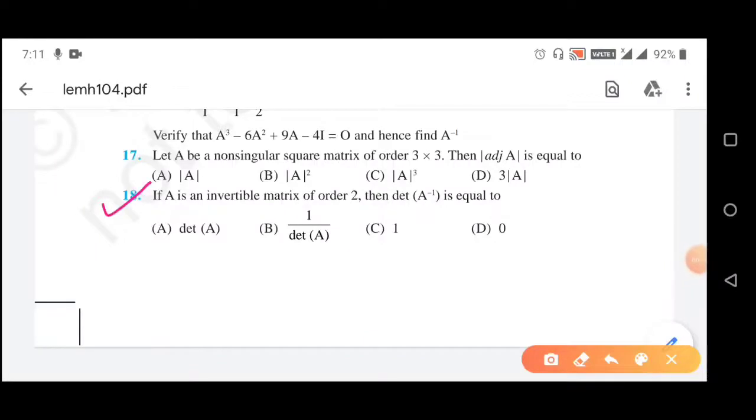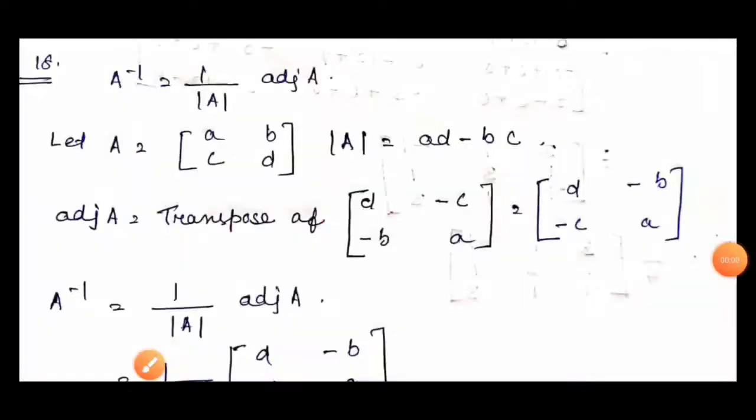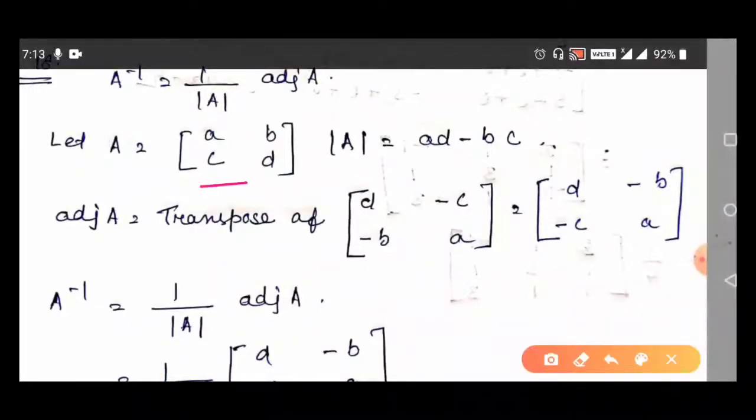Question number 18, if A is an invertible matrix, means A inverse exists, of order 2, then determinant A inverse is equal to, 4 options are given, we have to find determinant A inverse. We know A inverse is equal to 1 by determinant A into adjoint A. So let us assume that A is a matrix of order 2 by 2 and the elements are a, b, c, d. Now determinant of A will be ad minus bc.